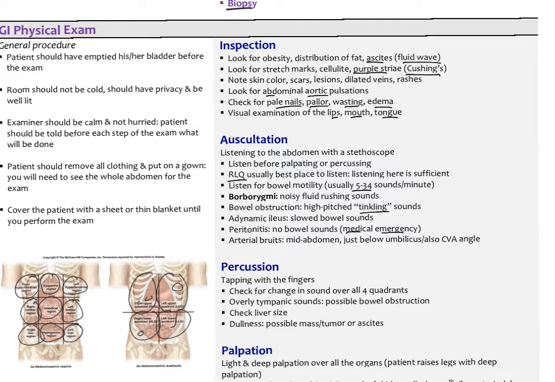And then any arterial bruits in the mid-abdomen, just below the umbilicus, but also the costovertebral angle on the back, where the ribs, the lower ribs there, the angle they make with the spine. If you hear bruits, and those would be deep sloshing sounds, that indicates atherosclerosis, for example, in the CVA area of the renal arteries, and that might indicate renal artery stenosis, which is a cause of secondary hypertension. And then mid-abdomen would be more aortic, potential aortic aneurysms and things like that. So that's one thing there, is listening, auscultation.